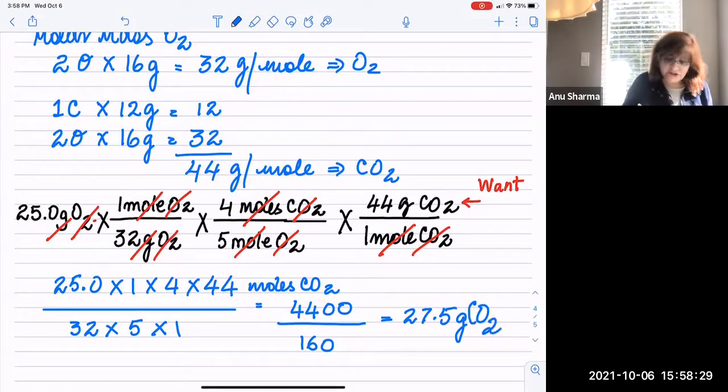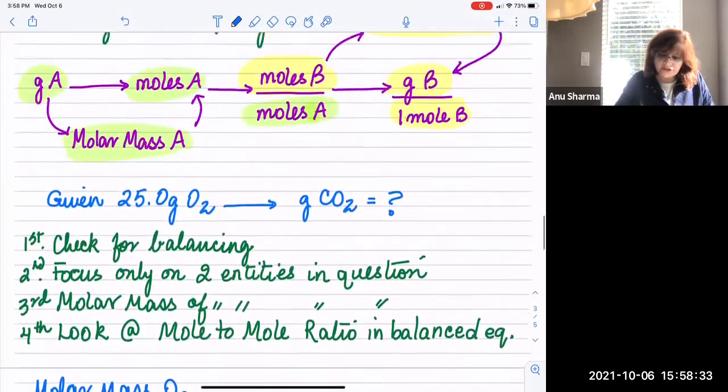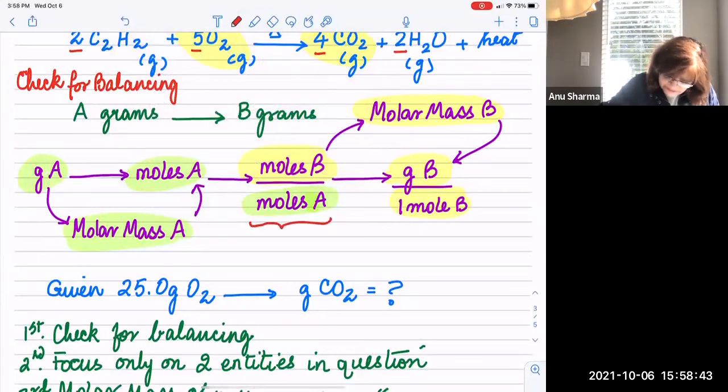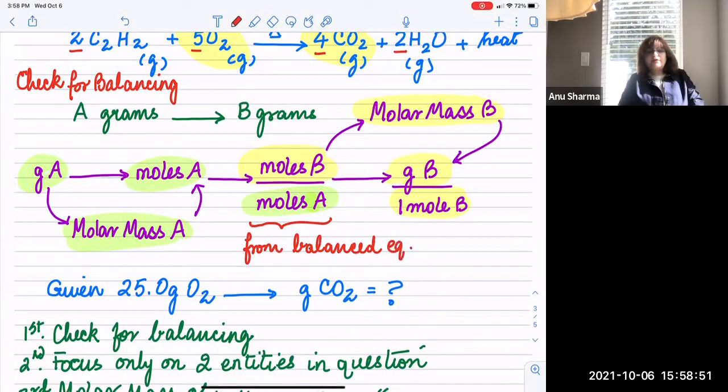Okay, so that is your answer. The whole bunch of it is just the same thing: grams to moles, then the mole to mole ratio, and then the molar mass. This piece, like I said, comes from the balanced equation. So you are going to just follow this strategy and you should be okay.